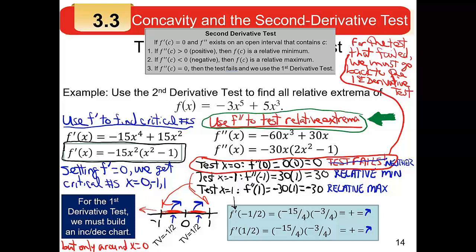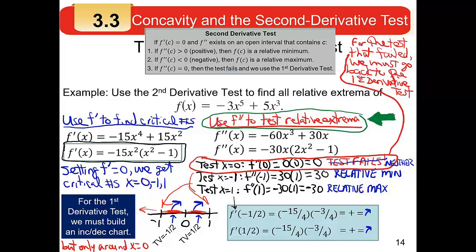Now, just because the second derivative test failed does not mean the answer is going to be neither. It could still be a max or a min. It turned out that it was neither, but it did not have to turn out to be neither.